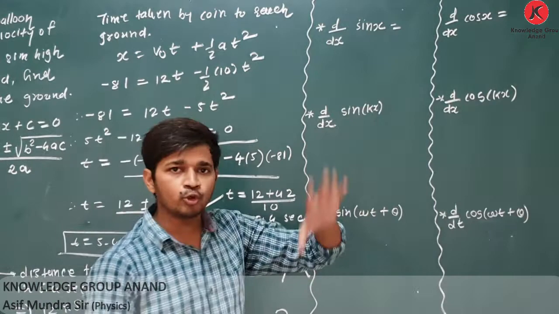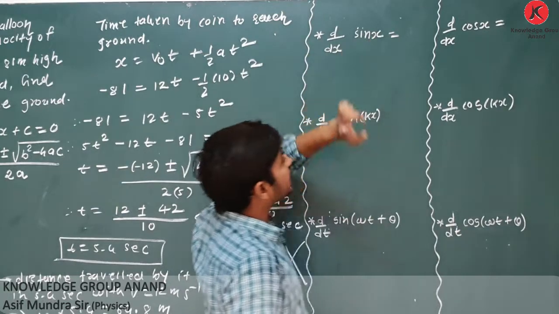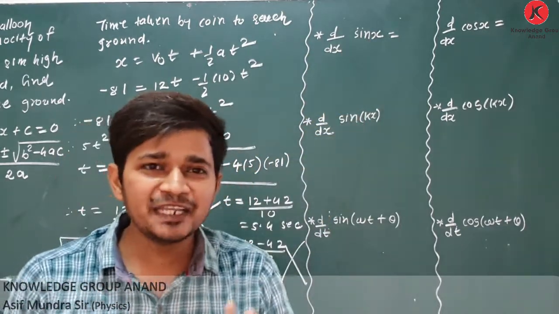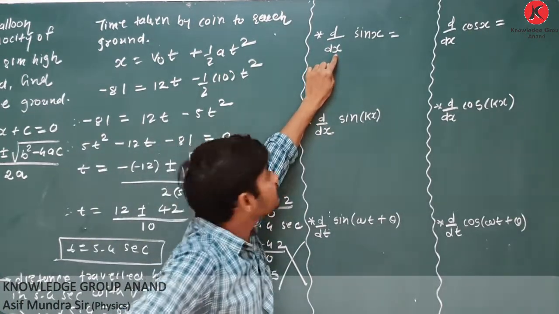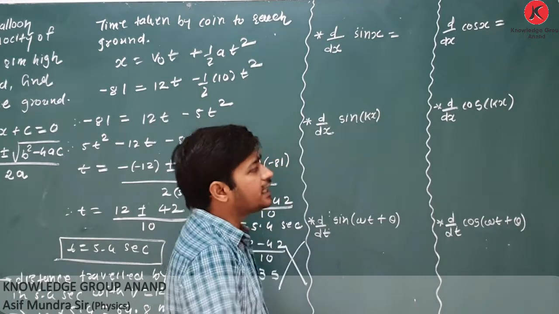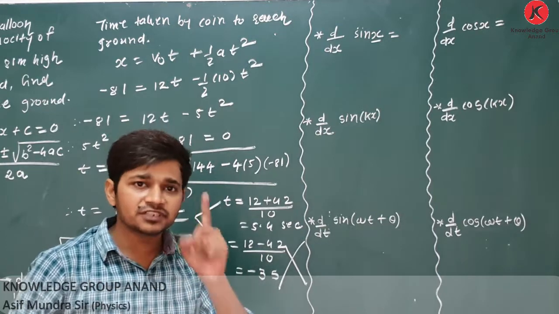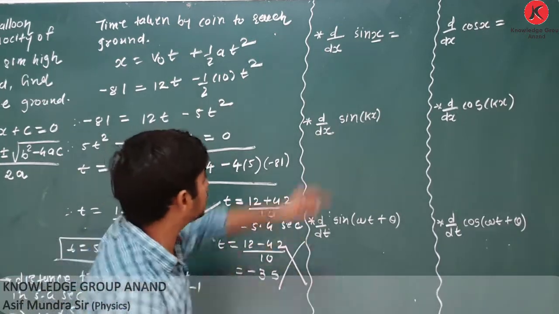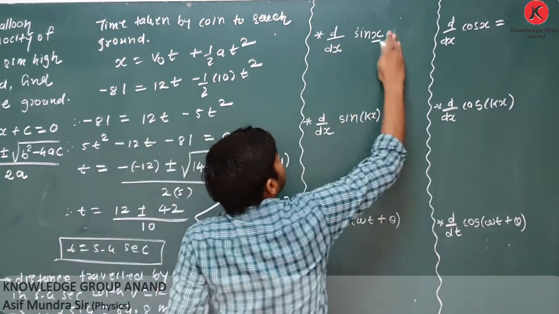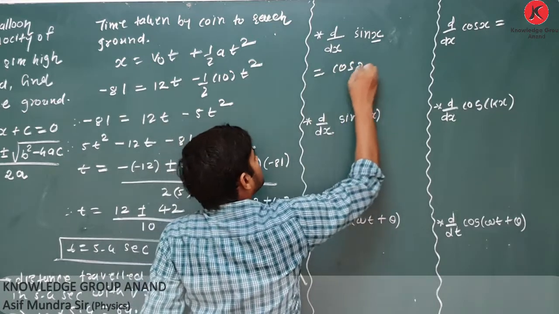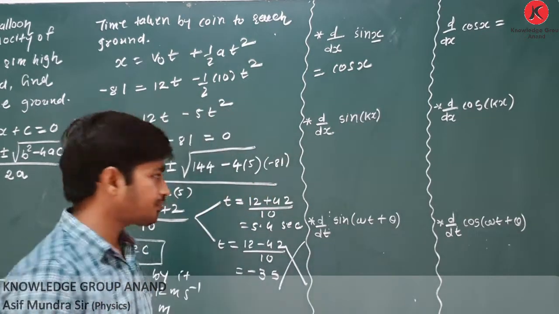Okay, for differentiation, two more new equations. d by dx of sin x. Here differentiation is with respect to x, and the angle of sine is only x. Again, remember, differentiation is with respect to x and the angle of sine is only x. Then its answer is simple, cos x. Clear? Easy.